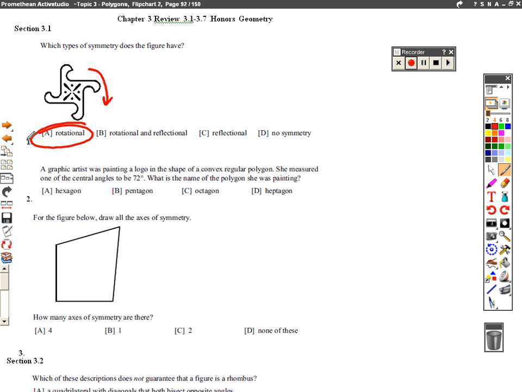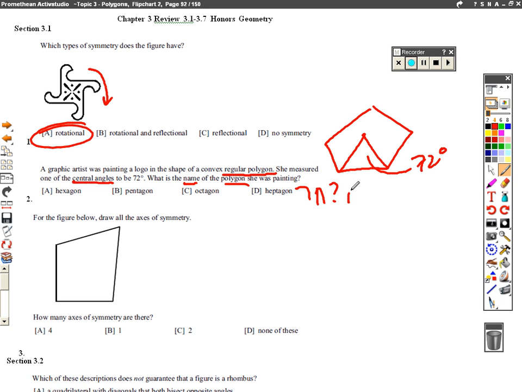Alright, number 2. A graphic artist was painting a logo in the shape of a convex regular polygon. Regular polygons, really the key words here. And she measured one of the central angles to be 72 degrees, which means basically if I had a shape, any shape it happened to be, from the center out to 2 consecutive vertices was 72 degrees. And we want to know what the name of the polygon was, which basically means we need to know the n, number of sides.